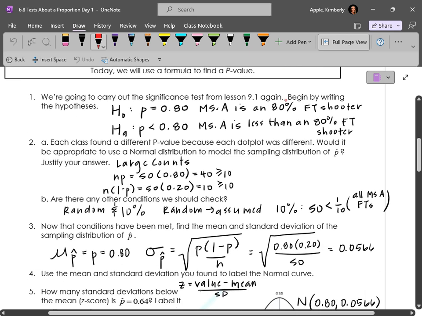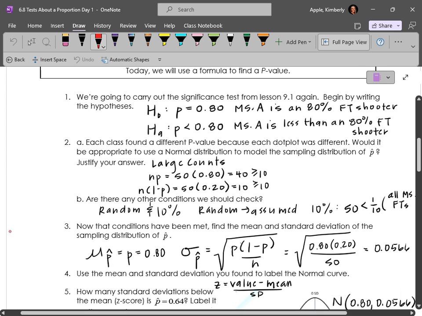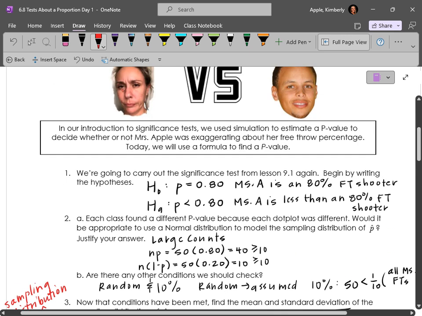Today, what we're actually going to do is instead of just doing a partial sampling distribution, we are going to do a perfect theoretical sampling distribution. So instead of the partial, we're going to do the full sampling distribution of p hat. Again, whereas yesterday we did a partial sampling distribution.